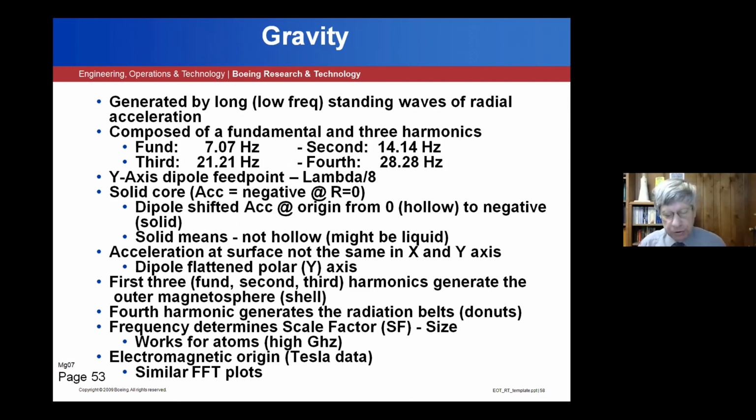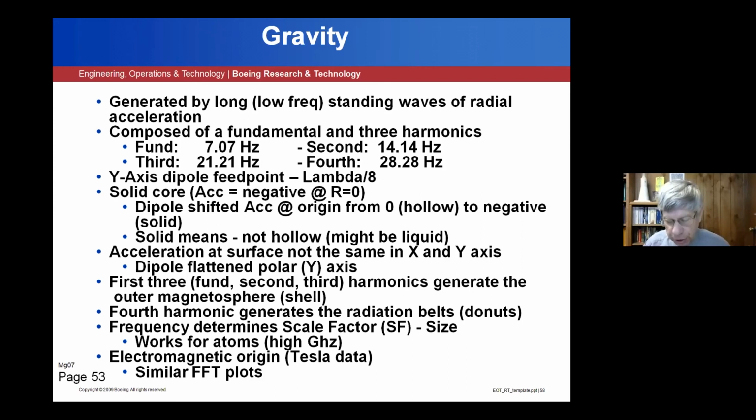They extend out some 60,000 miles, which is 2 wavelengths into space to generate the magnetosphere, the geosync orbit, and both the inner and outer radiation belts. This wave shape is composed of a fundamental of 7.07, 14.1 for the second harmonic, 21.21 for the third, and 28.28 for the fourth harmonic.